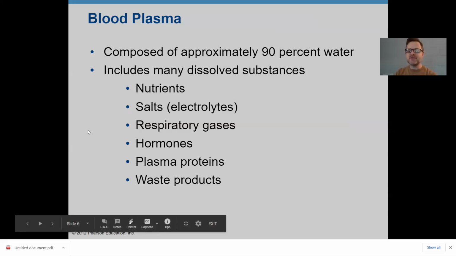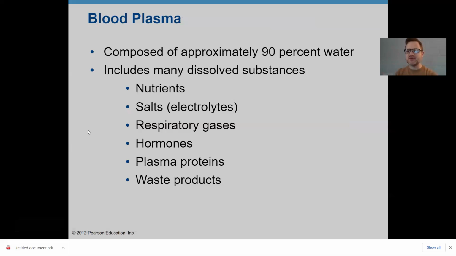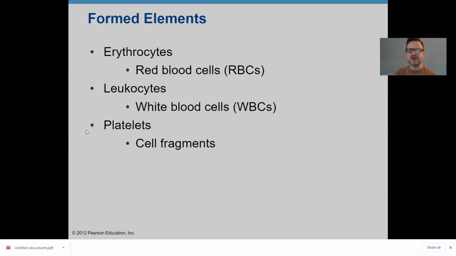The blood plasma, remember that was the sort of yellowish layer at the top, is about 90% water. You can see the things that are in blood plasma. So, nutrients that your blood carries, salts, which are called electrolytes, respiratory gases, oxygen, carbon dioxide, hormones from chapter 9, plasma proteins, waste products are all carried in the plasma part of your blood.